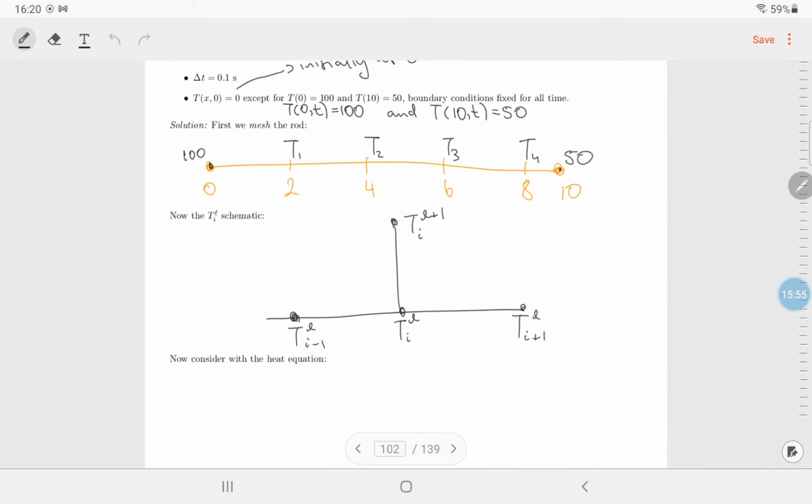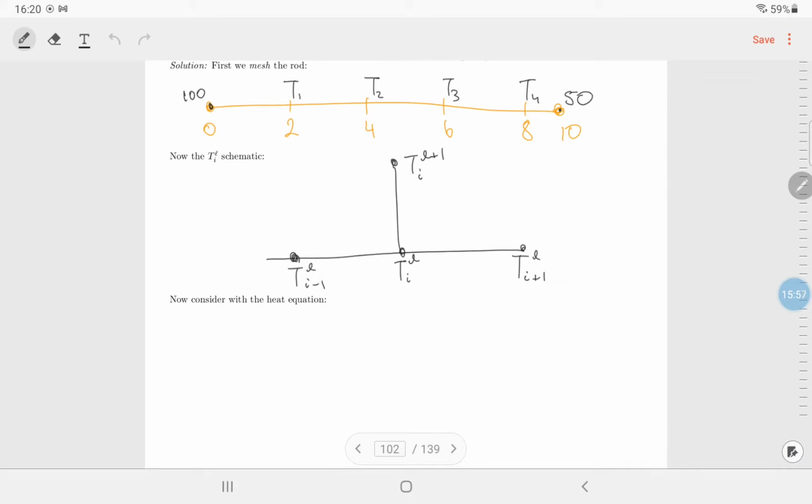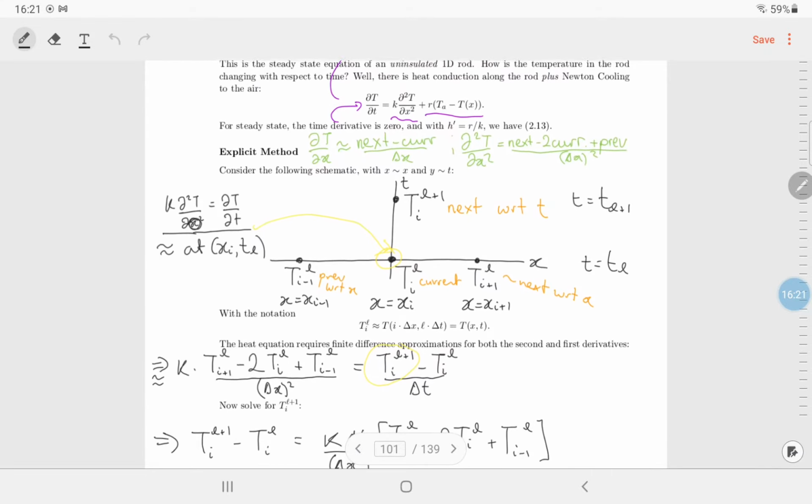Okay, so with the heat equation, which says that K times the second partial derivative of temperature with respect to distance is equal to the derivative of temperature with respect to time. And we're going to be approximating the second derivative, which is approximately, I wrote equals when I really should have written approximately.